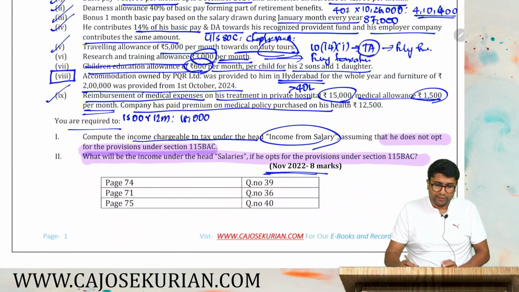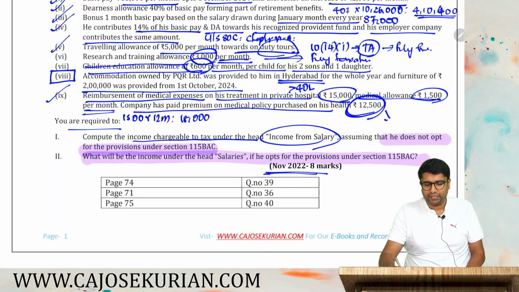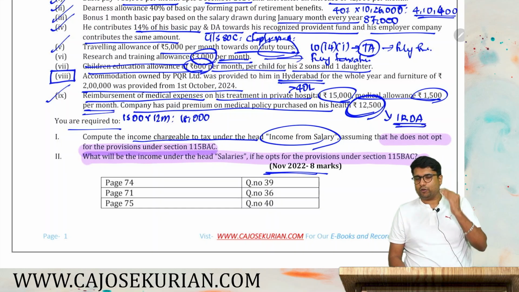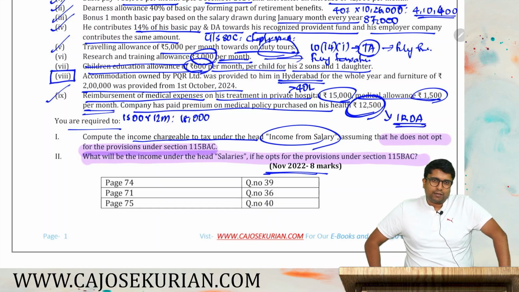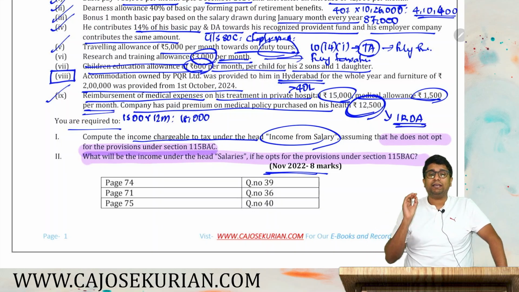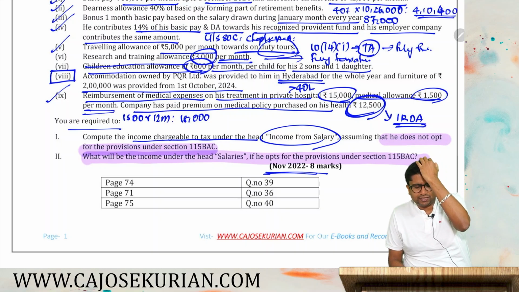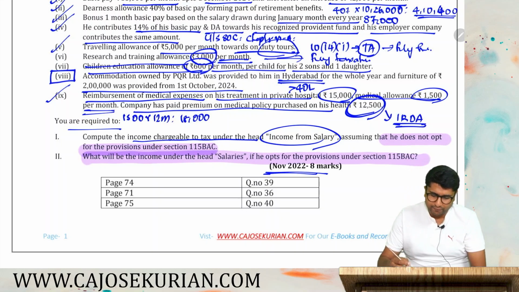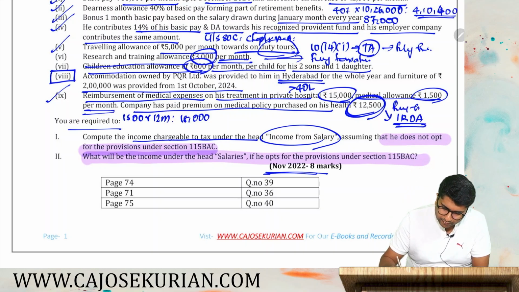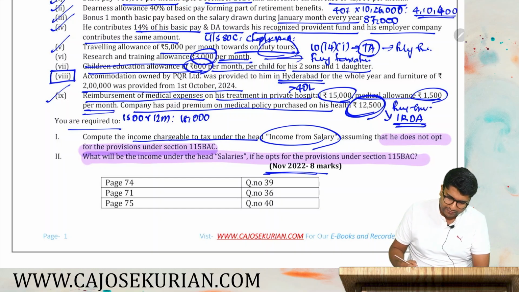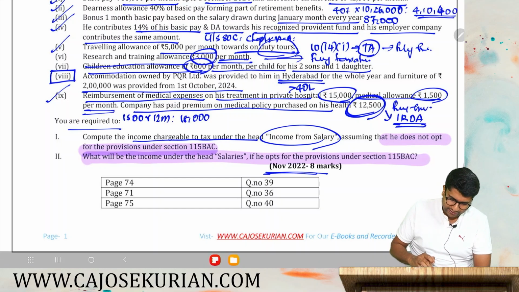Then what is next? The company paid him a premium on a medical policy purchased on his health insurance premium paid by the company. We are assuming that is an IRDA approved insurance, because I've already told you, to run an insurance company in India, you must take an approval from IRDA. Otherwise, it is impossible to run an insurance business in India. So we are assuming that it is IRDA approved. So it shall be fully exempted, not taxable as perquisite. That's it.